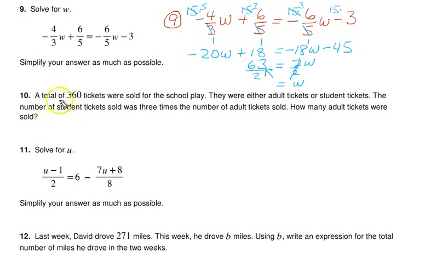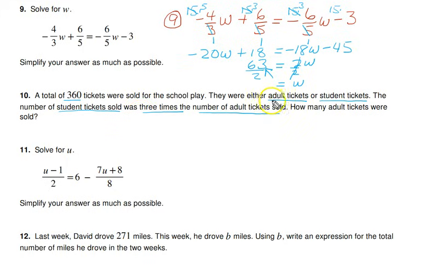Okay, for number 10 we have to read it carefully. There were this many tickets sold for a school play. They were either adult tickets or student tickets. The number of student tickets sold was 3 times the number of adult tickets sold. How many adult tickets were sold?